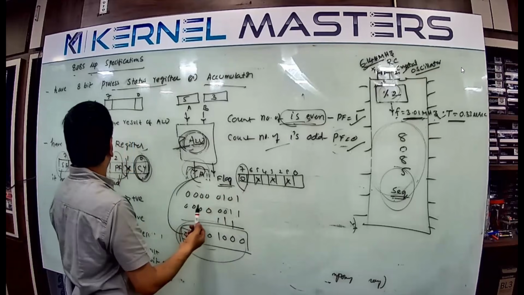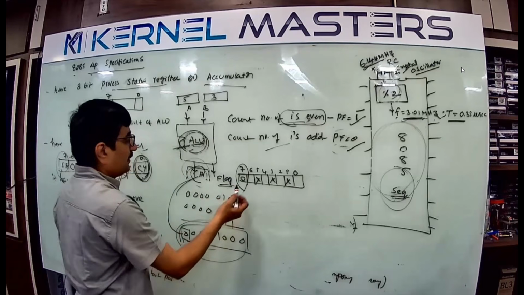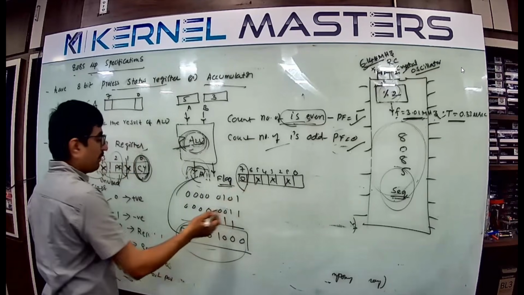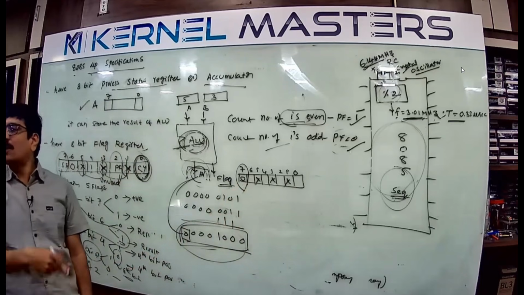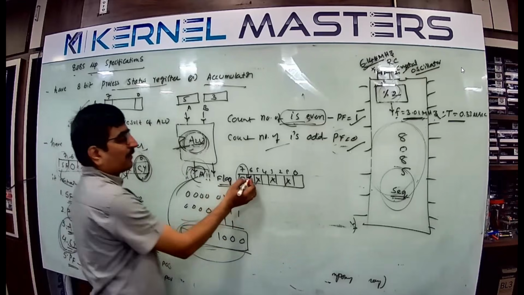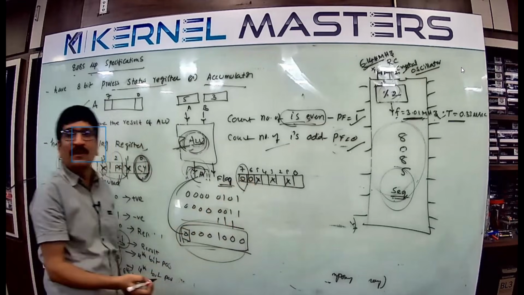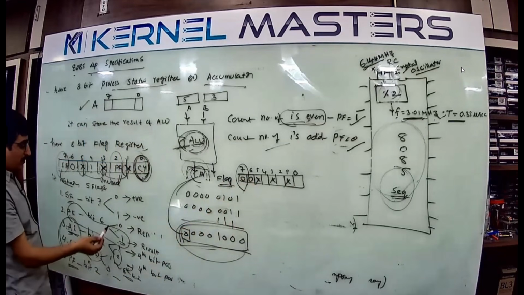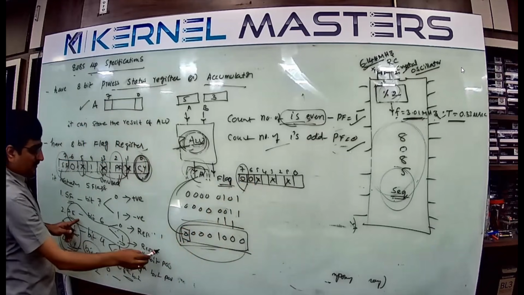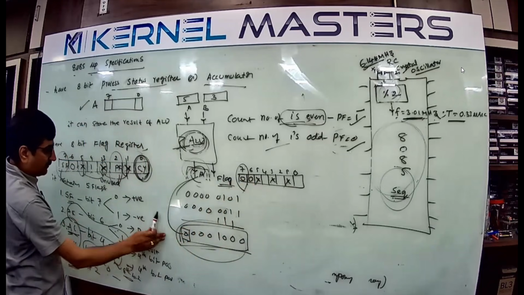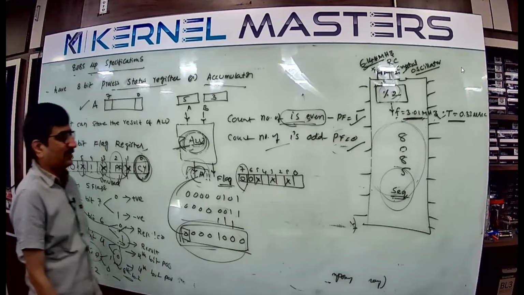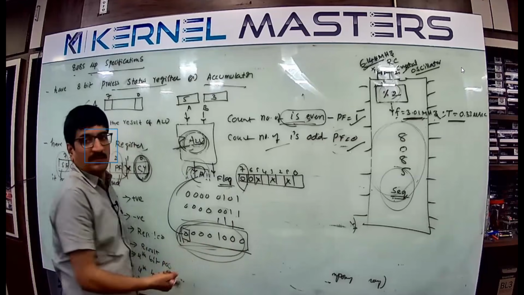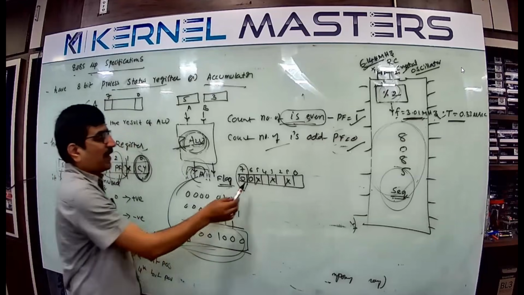Next flag, tell me. After the sign flag comes the zero flag. Is the result not equal to 0? The result is not equal to 0, so the zero flag equals 0. Some positive integer number is there, so the zero flag equals 0 only.